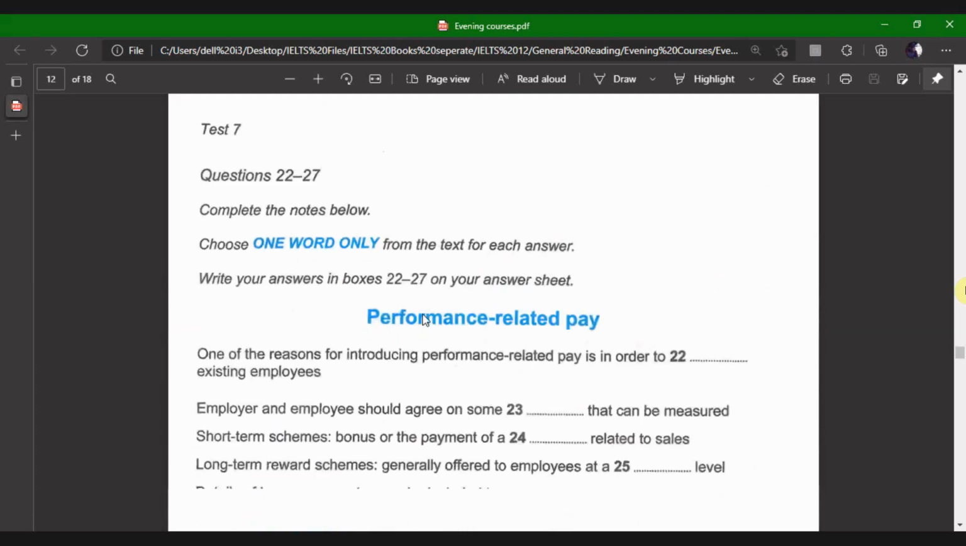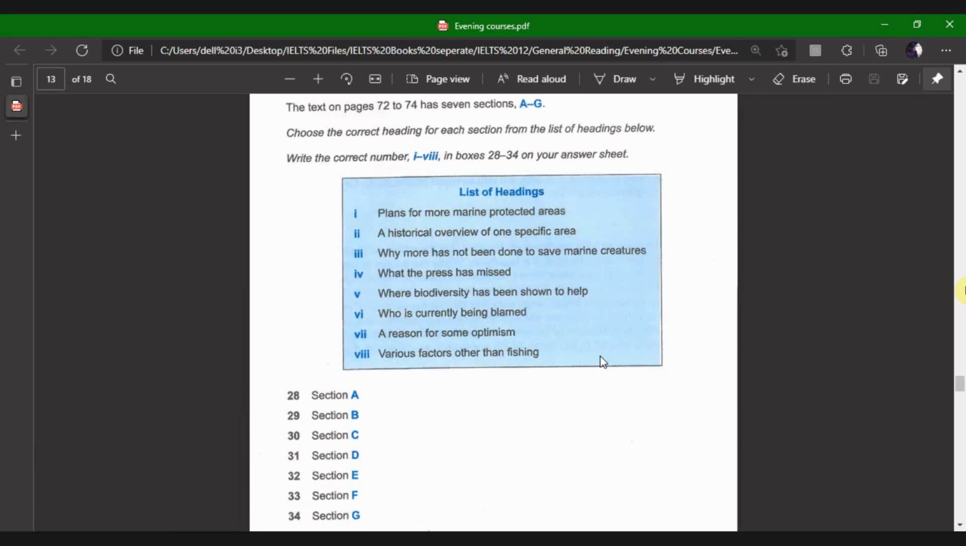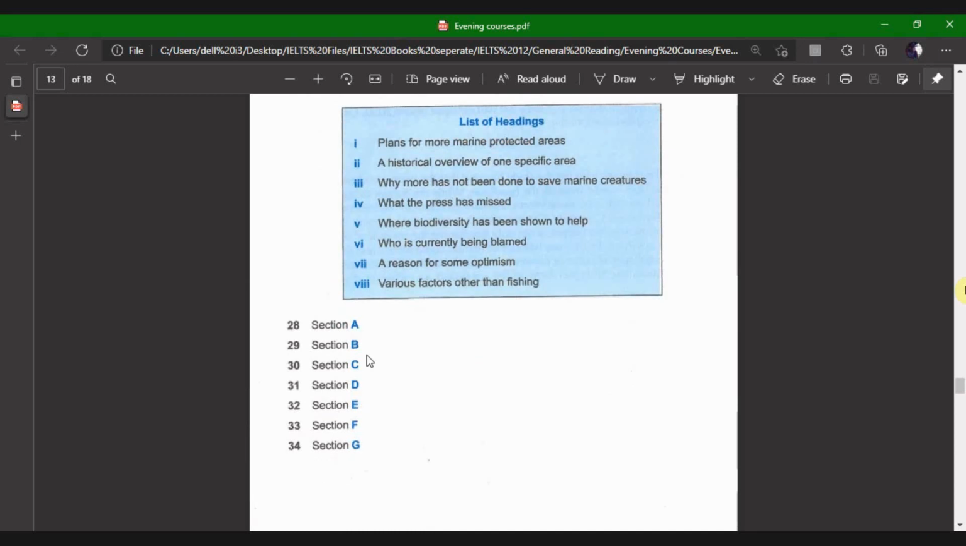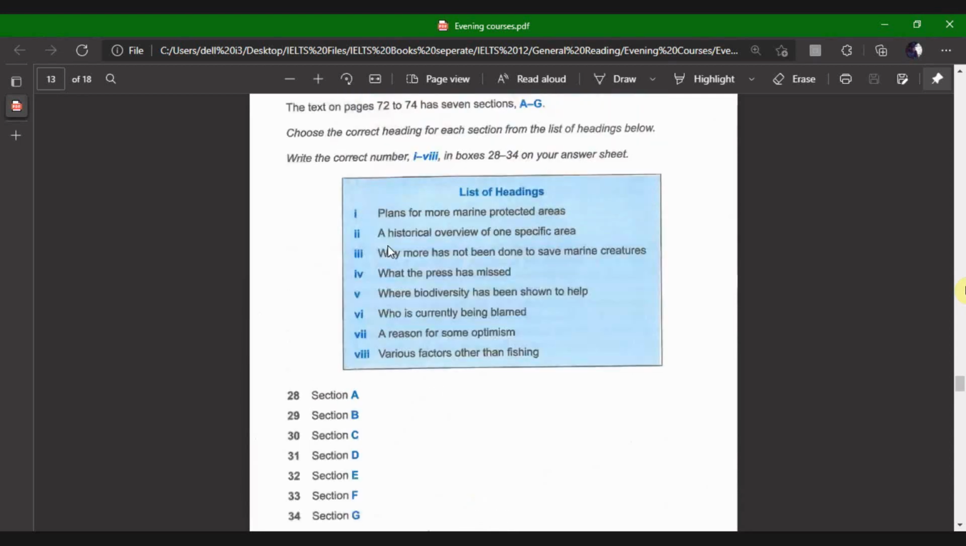Just in case you're wondering, this is what matching headings would look like. As you can see, it's going to ask you to choose the correct heading for each section, starting from the first list of headings, 1 to 8. And then as for the questions, it's going to ask you to read different sections of the reading passage. So 28, section A, 29, B, until 34, section G. And then you're just going to match a proper heading or choose a title for that particular paragraph.